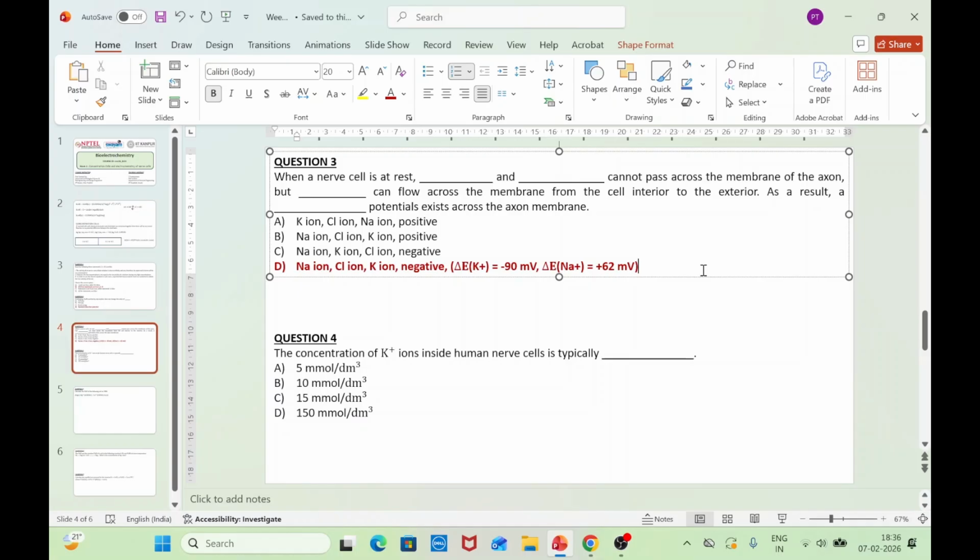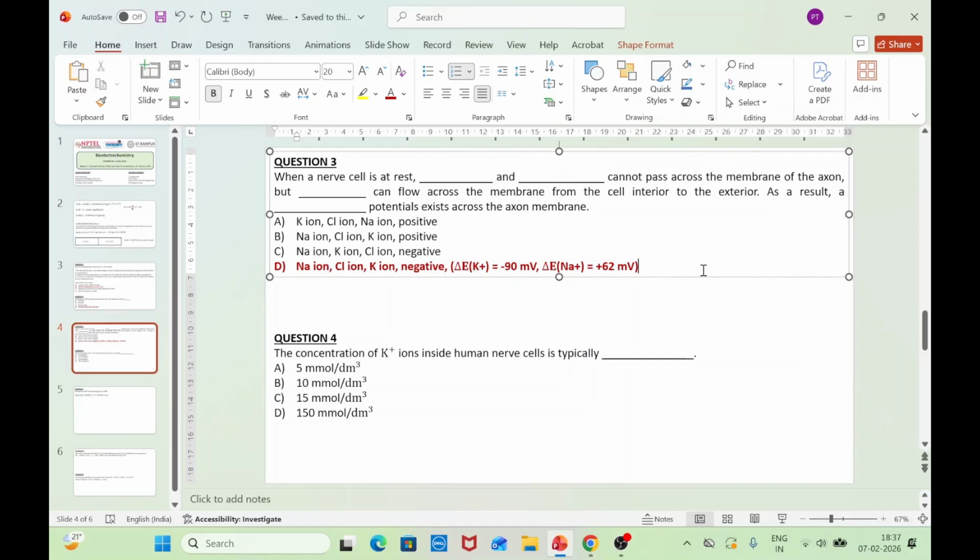Sodium ions, compared to potassium ions, have higher hydration energy, so they attract more water molecules. Due to this, their solvation shell, the Na plus ion surrounded with water molecules, makes the entire hydrated ion size larger compared to that of the K plus ions. That makes it difficult for the Na plus ion to move inside these ion channels. So that is the reason why, when the nerve cell is at rest, the Na plus ions cannot pass through the axon membrane, whereas the K plus ions can.